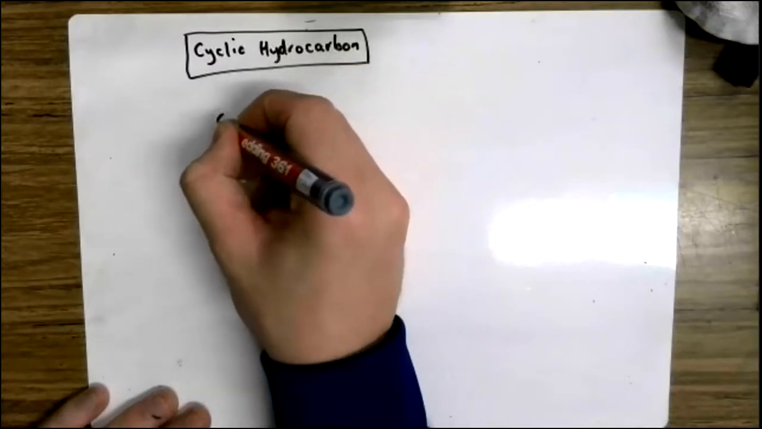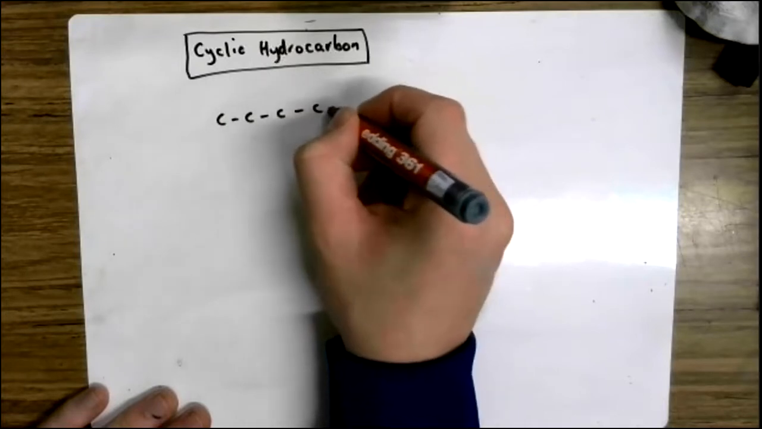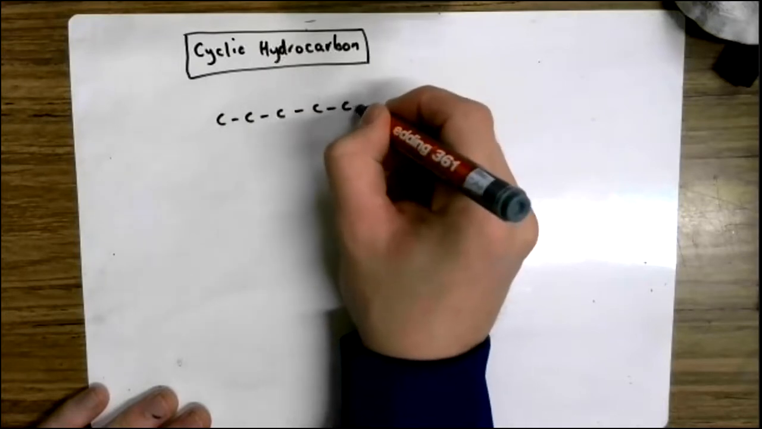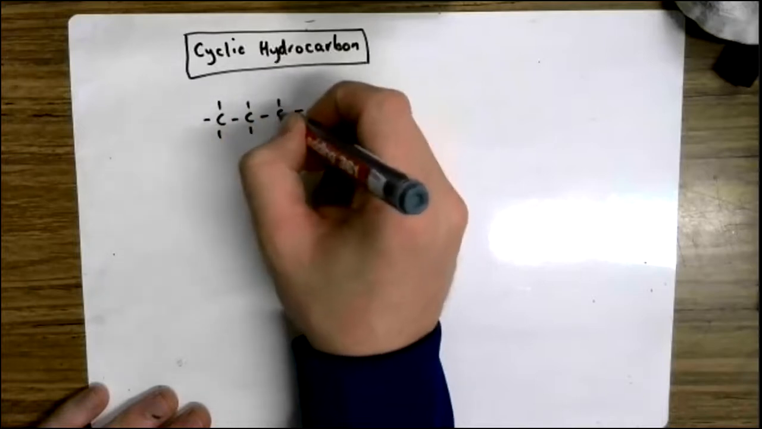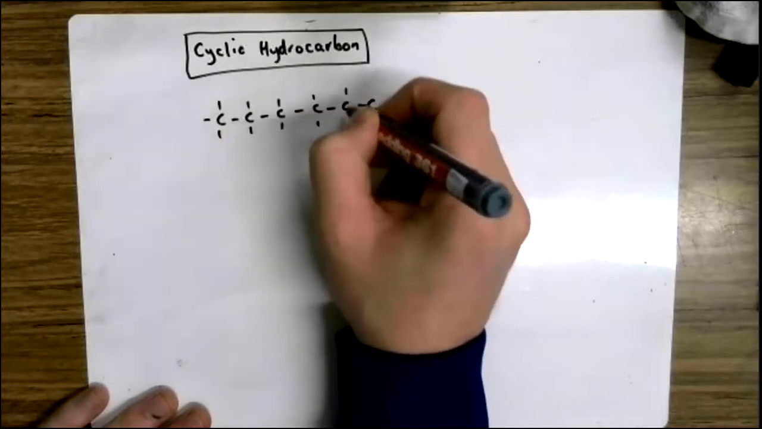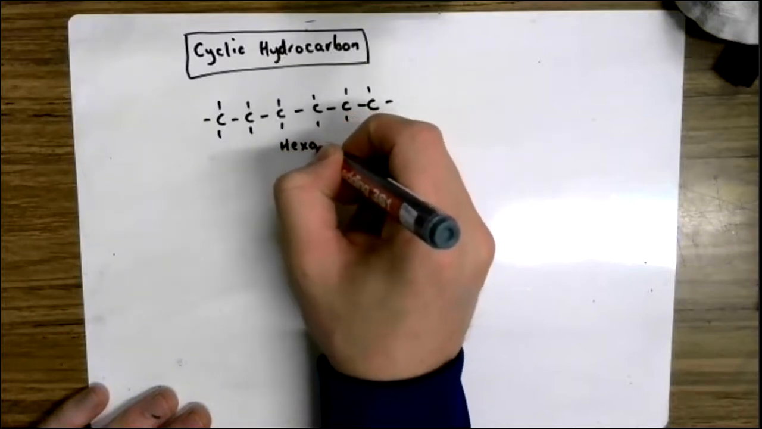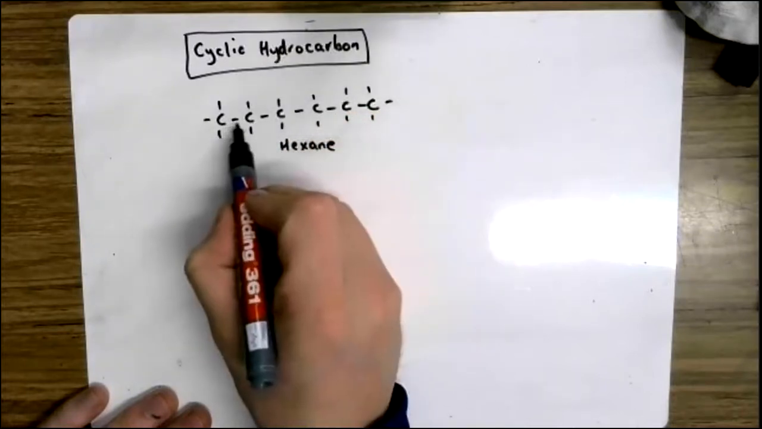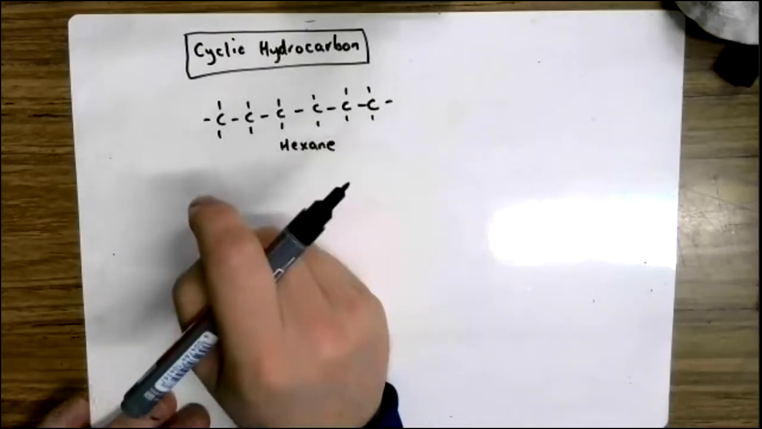hydrocarbon. So this is a straight hydrocarbon with 6 carbons. 1, 2, 3, 4, 5, 6. This is something we're familiar with. We know that this is called hexane. So the longest chain is a straight chain, and we call it hexane.